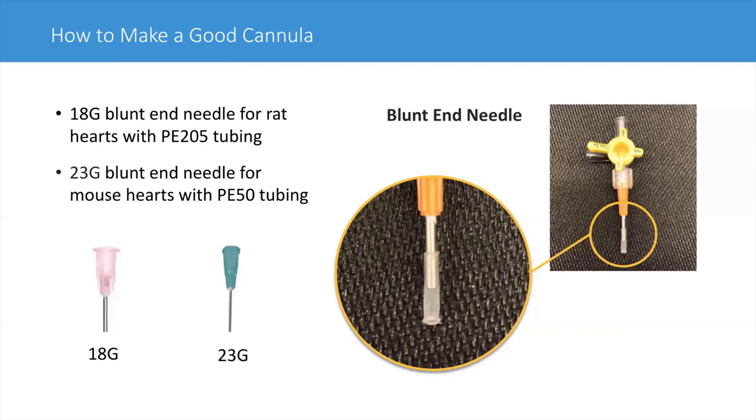For an 18 gauge needle, PE205 tubing is most appropriate, and for a 23 gauge needle, PE50 tubing will be just right.